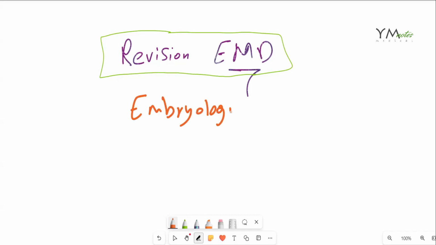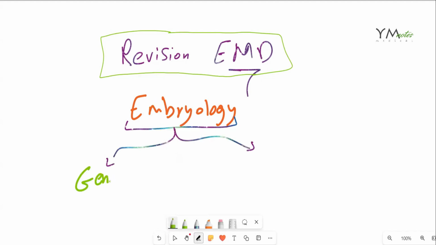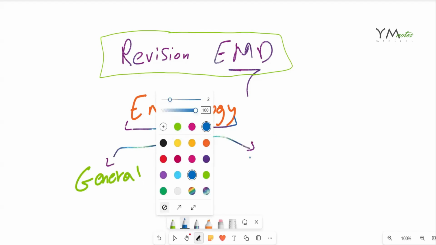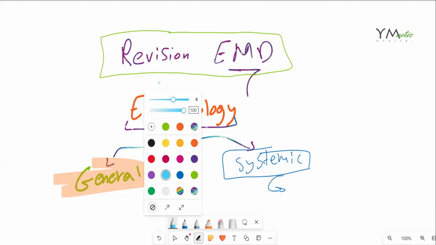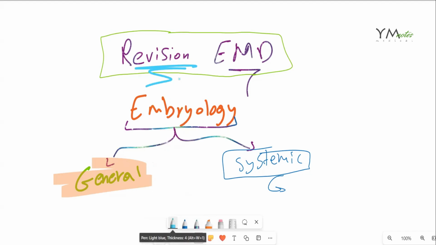Anyway, we are revising embryology, and embryology is the study of the fetus. It's divided into two main sections. The first section is the general embryology, and the second one is the systemic, also called the special embryology. And this is to be taught later, inshallah. But now our concentration is on the general embryology. And I emphasize that it will be just revising videos. I'll give you the summary, and then if I can, I'll be making question videos as well.